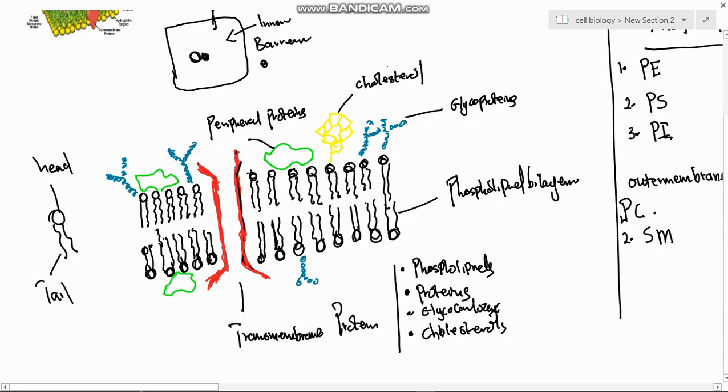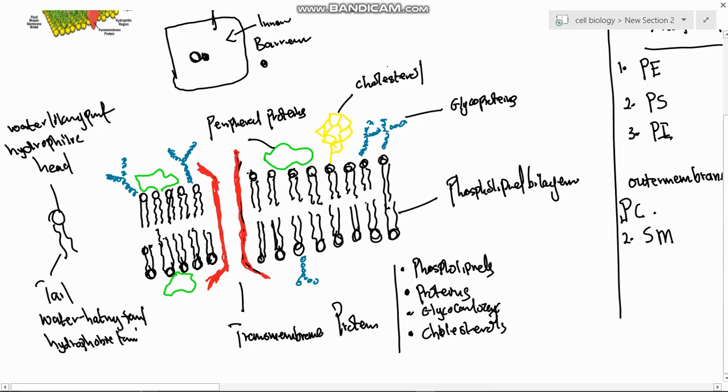So we always say that the head is a water-loving part, which is also known as hydrophilic. So we have a hydrophilic head and then a water-hating tail, which is also known as hydrophobic tail.